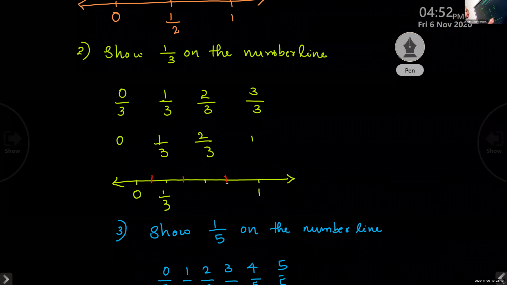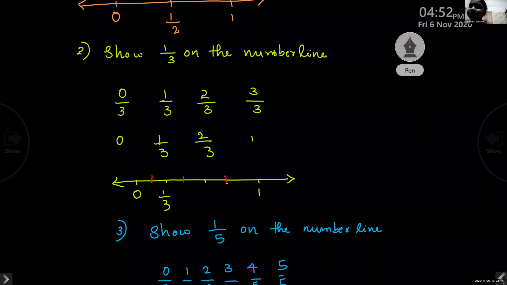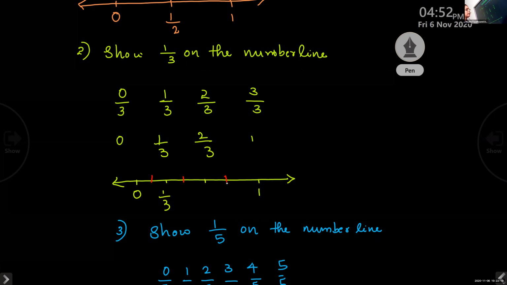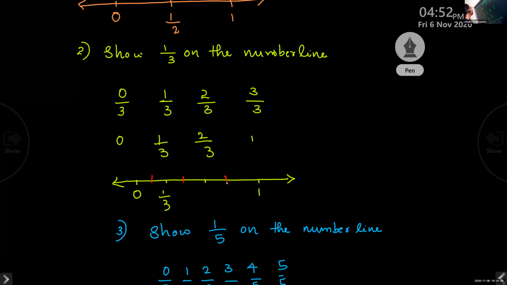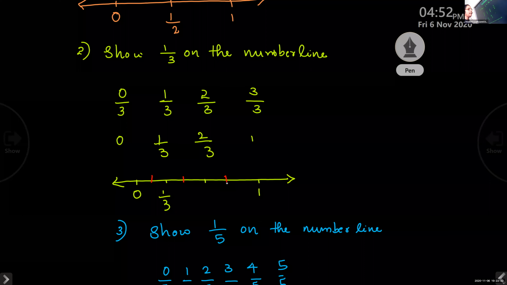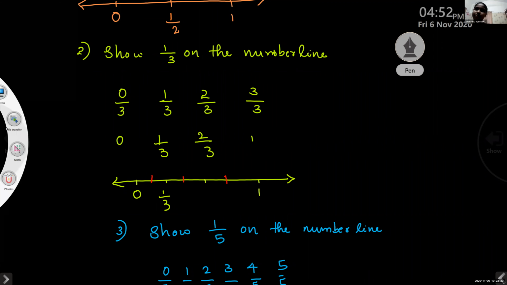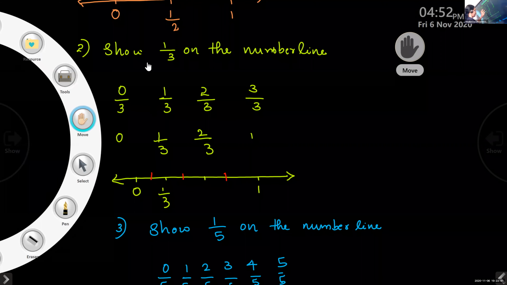That is number lines. This one you no need of counting. Clear? Yes, ma'am. How many parts are there? 3 parts. So 1 by 5, how many parts will be there? 1 by 5. 5 parts, according to the denominator. Okay, ma'am. According to the denominator, if it is 1 by 3, 3 parts. If it is 1 by 5, 5 parts. Okay. And this is the third question.